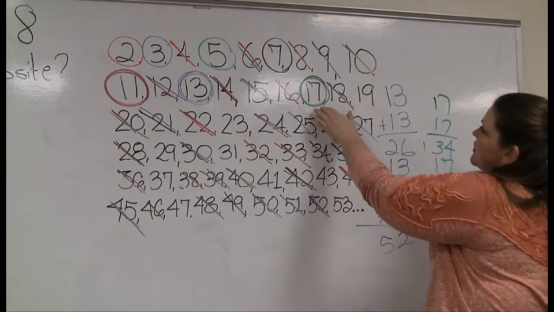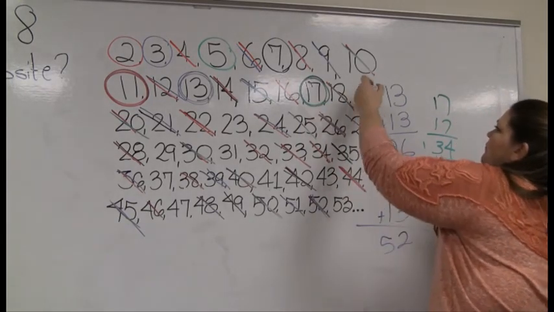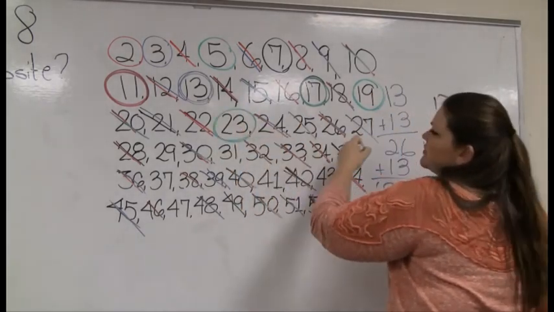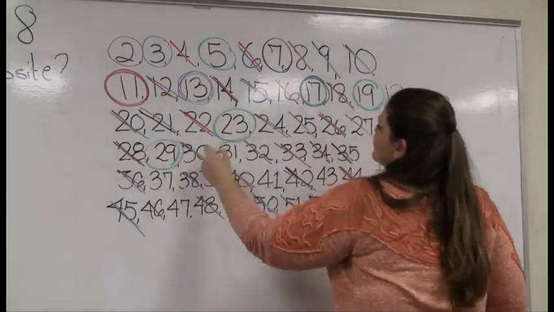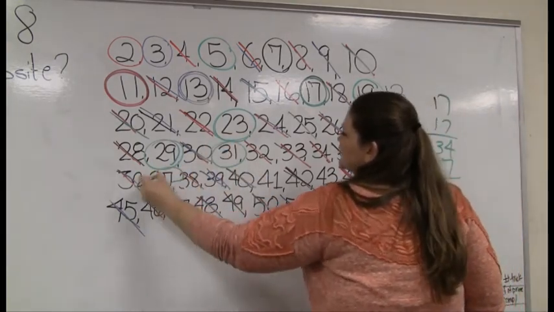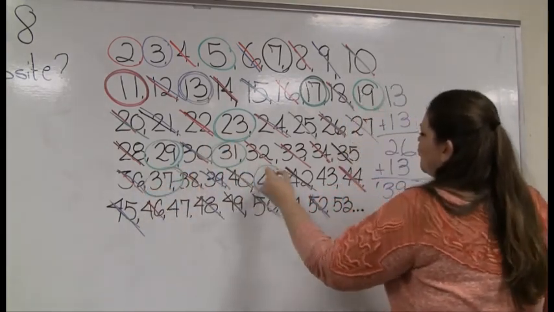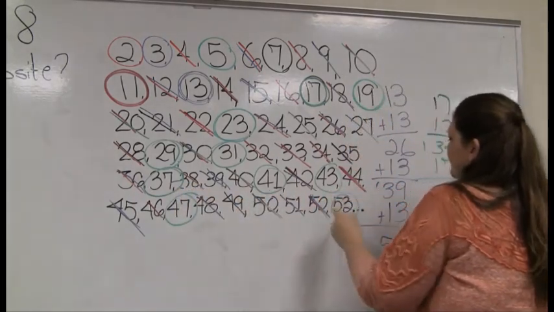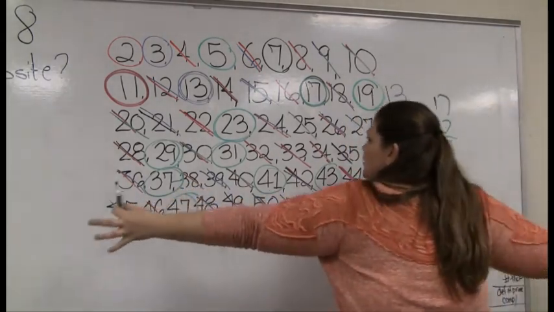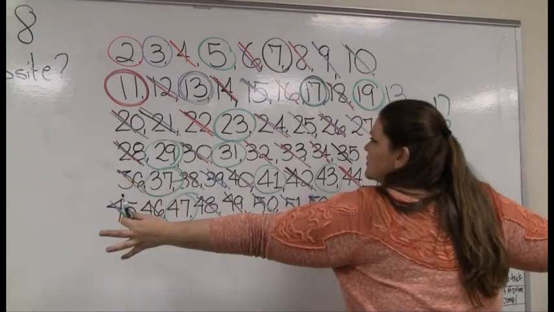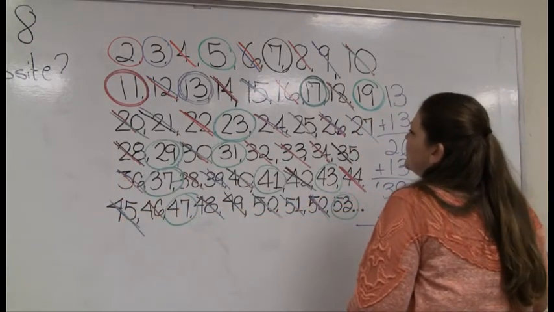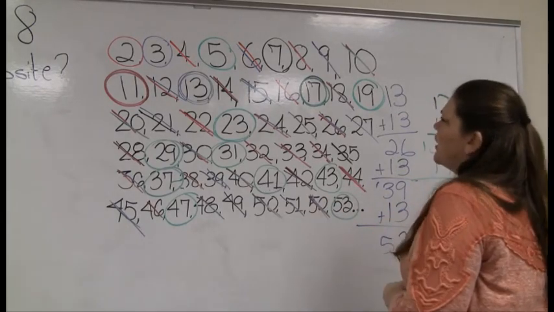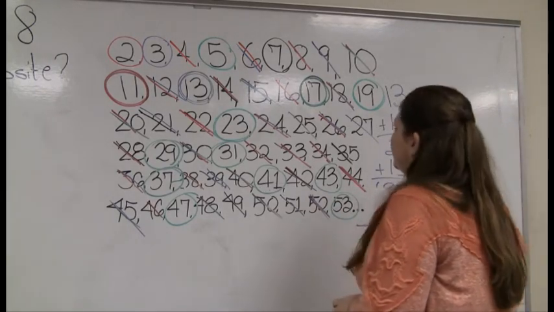So 17, what else isn't crossed off? 19 is left. 23 is left. 29 is left. 31, 37, 41, 43, 47, 53. Now, if I had a much longer list, I would keep going and crossing off all the multiples. But because I have this short list, I stop my numbers here. I've already gotten rid of all my multiples.